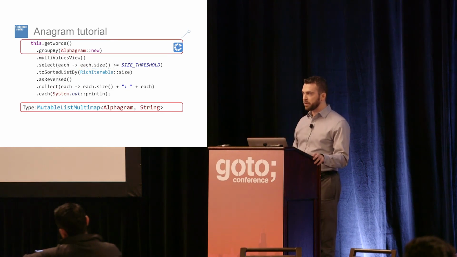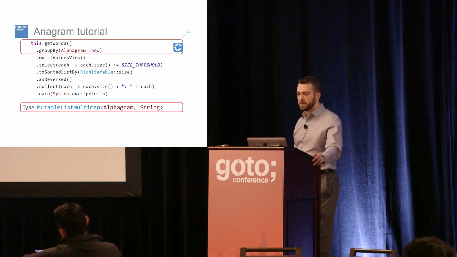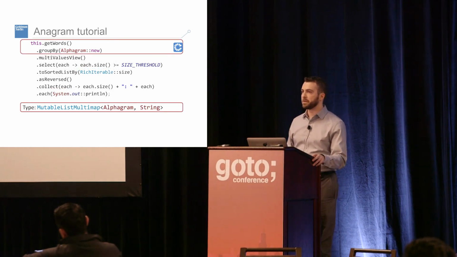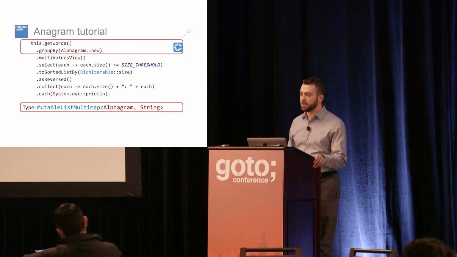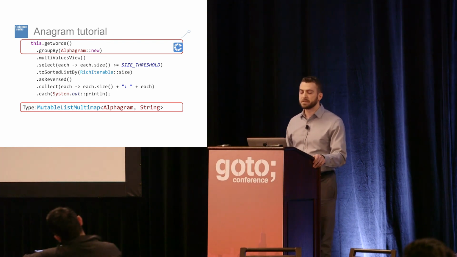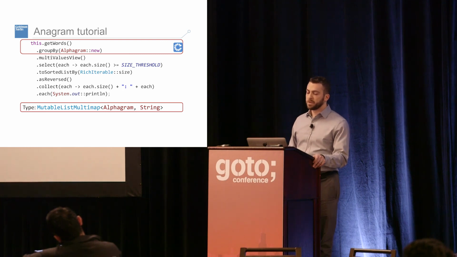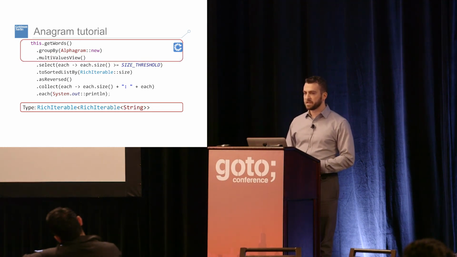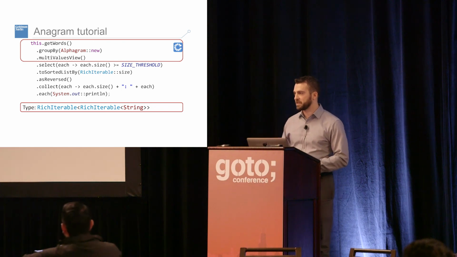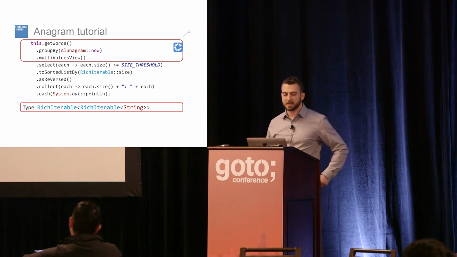So as I mentioned before, group by gives you back a real multi-map, and it's specific to the type that we started with. So words is a list in this example, so I get back a mutable list multi-map where the key is my alphagram type, and the values will be strings. Once you have a multi-map, we have views of the keys, values, key-value pairs. The one I want here is multi-values view, and this is the collection of collections. It's similar to map.values in this case.